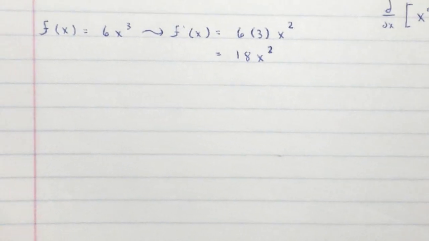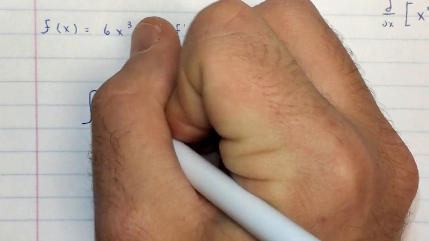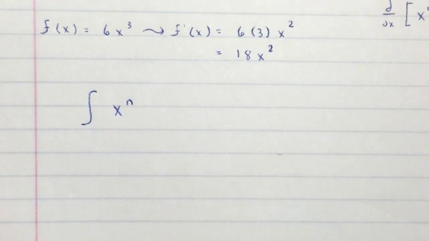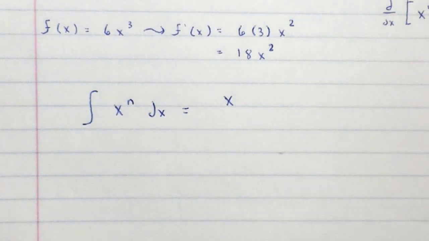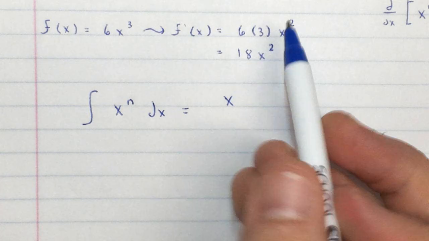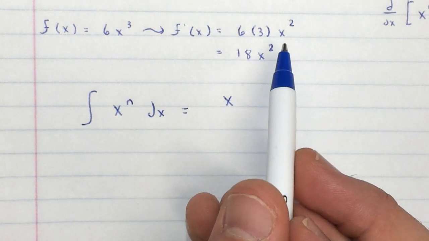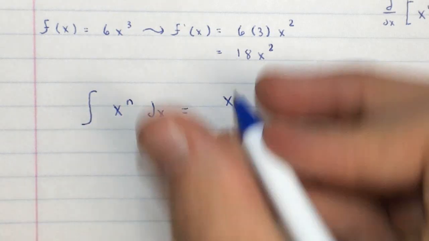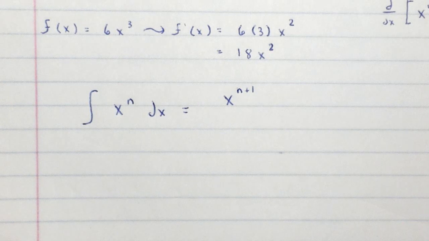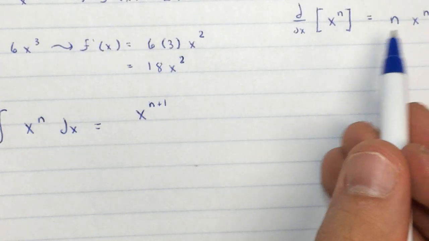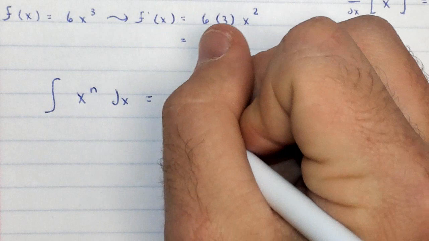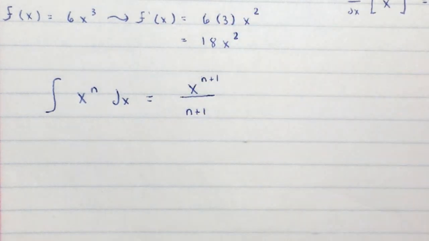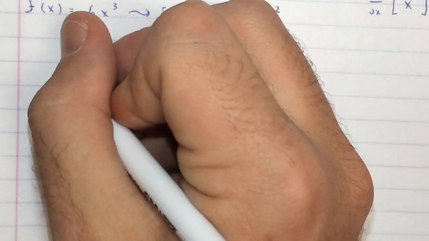Here's the rule. The reverse power rule says if I'm integrating any variable raised to an exponent, don't forget your dx, that's going to be equal to x. And now think about it. If I was going forward, I reduced the power by 1. If I'm going backwards, what do you think I'm going to do? Increase it by 1. And in this case, if I was multiplying by this, what would be the opposite? Dividing. But what you have to be careful of, it's not dividing by n, it's dividing by n plus 1. This is the reverse power rule.